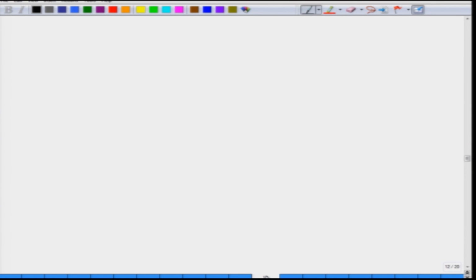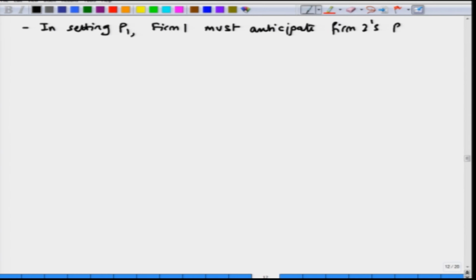So, in setting its price, in setting P1, firm 1 must anticipate firm 2's best response to its choice of price P1. And let us see what firm 1 anticipates. So, if firm 1 chooses a price between the marginal cost C and the monopoly price, well, what is firm 2 going to do?